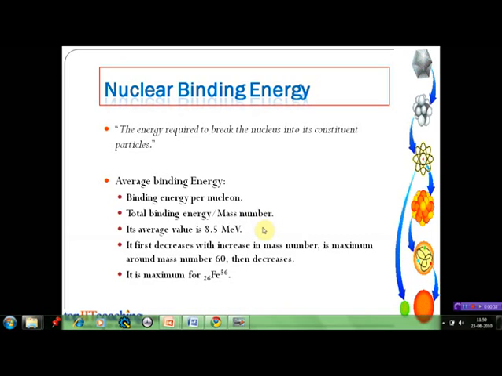It shows a specific pattern in its relation with the mass number of the elements. It first increases with increase in mass number. Its value is maximum somewhere around mass number 60 and then it decreases. The average binding energy has maximum value for iron 56.